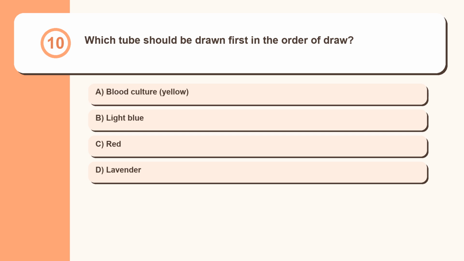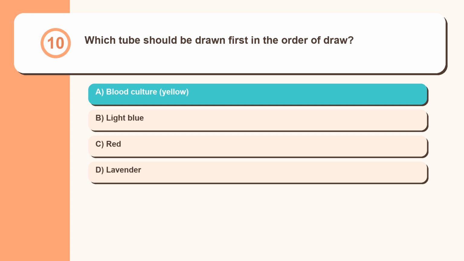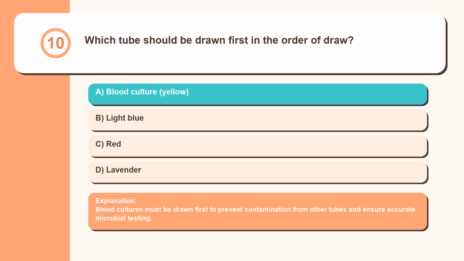Question 10. Which tube should be drawn first in the order of draw? Blood culture, yellow, light blue, red, lavender. Blood cultures must be drawn first to prevent contamination from other tubes and ensure accurate microbial testing.